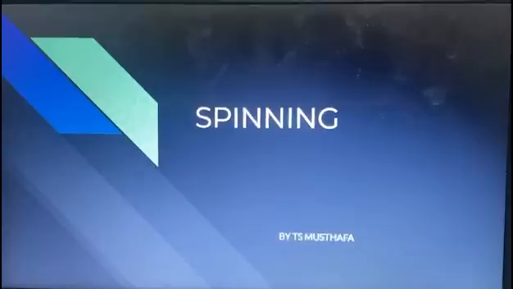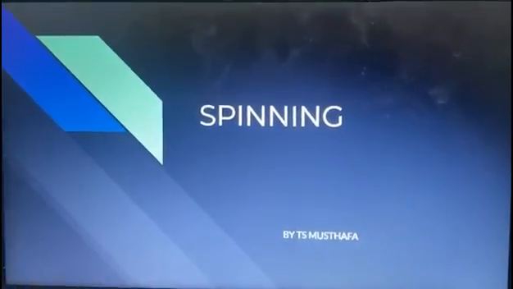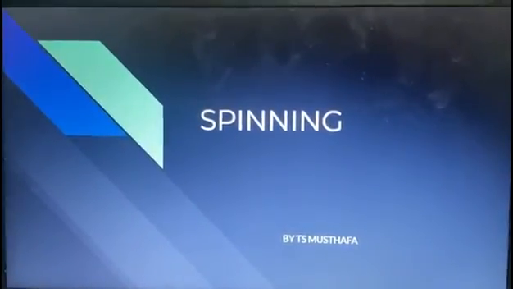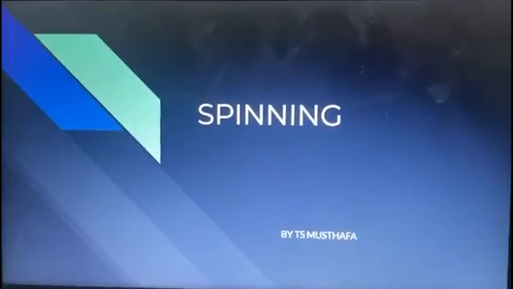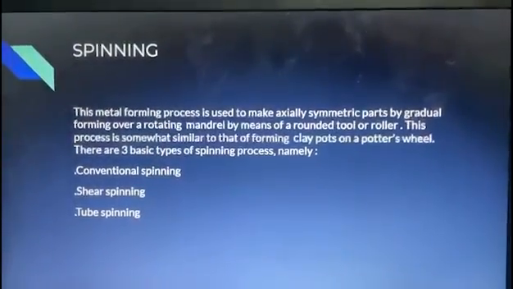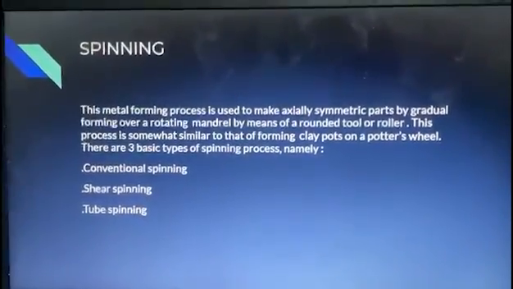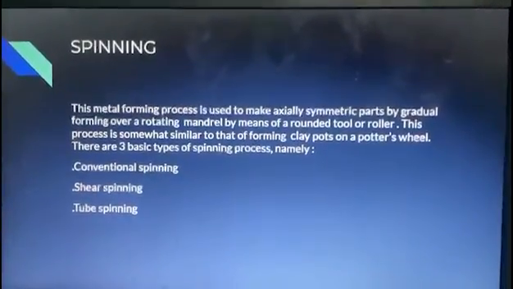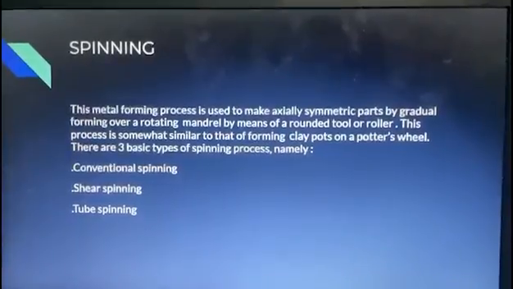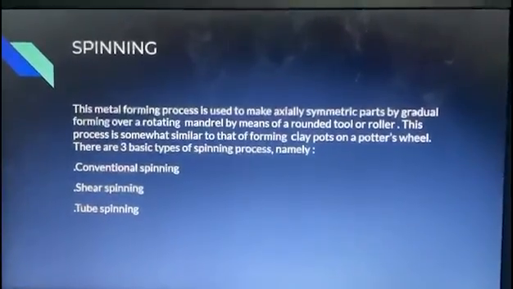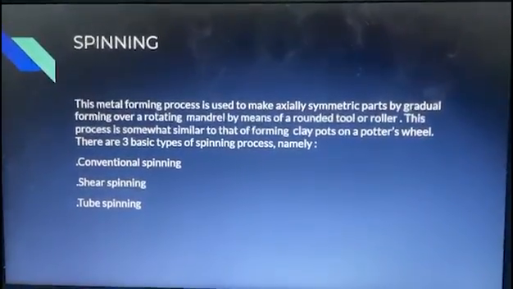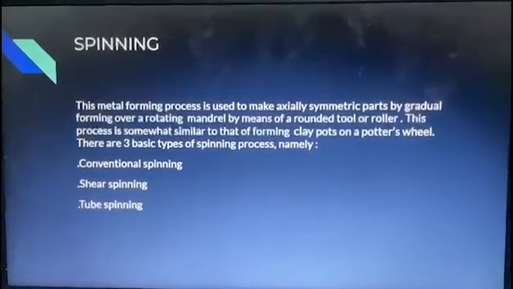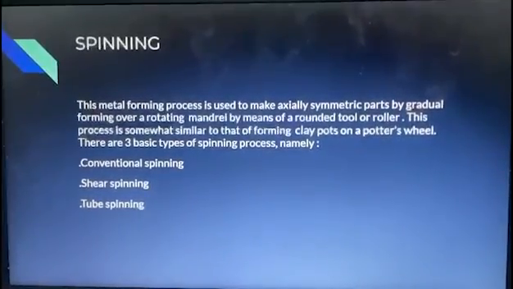Hi, today I am going to explain the process of spinning. What is spinning? It is a metal forming process used to make axially symmetric parts by gradual forming over a rotating mandrel by means of a rounded tool or roller. This process is somewhat similar to forming clay pots on a potter's wheel.